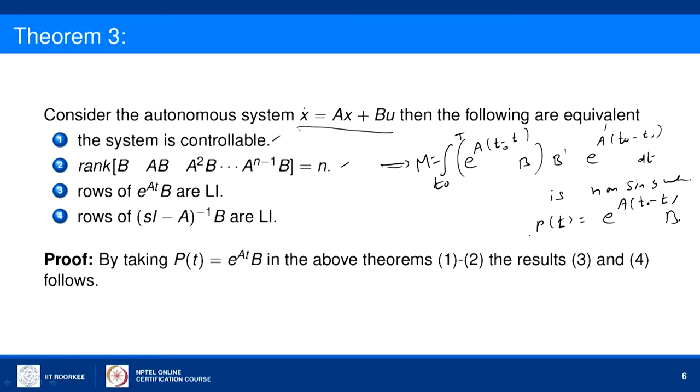So, by taking P(t) to be e to the power A(t0 − t) B, we can show that the rows of e to the power At B are linearly independent, because e to the power A t0 is a constant matrix which is non-singular. So, we can prove 2 implies 3. Now, 3 implies 4 also can be proved in the following way.